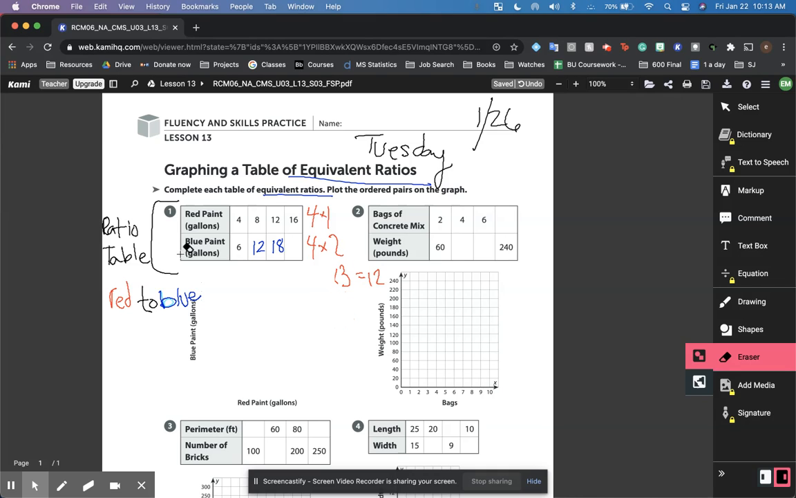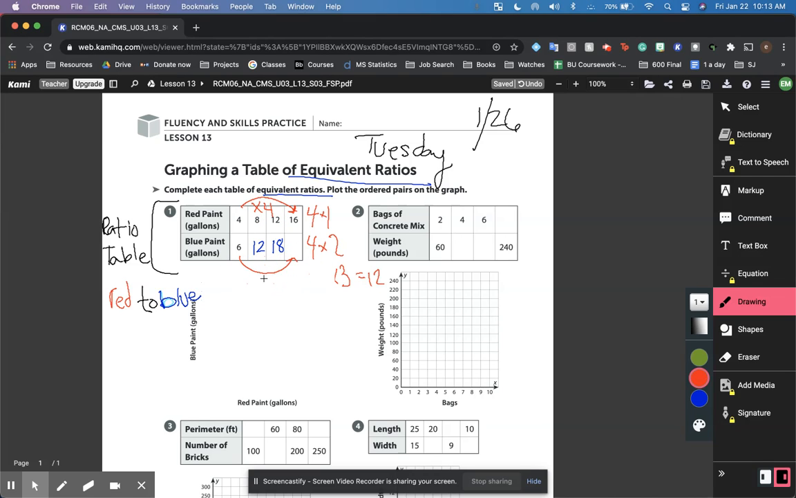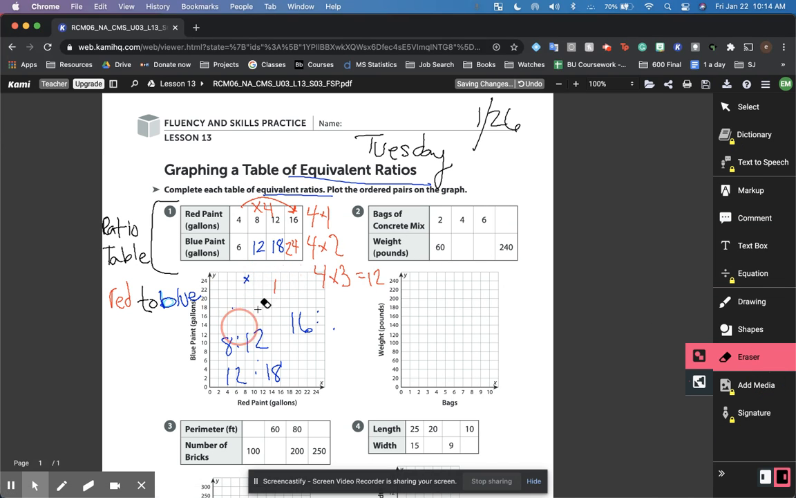All right, maybe you've gone ahead and tried that. Up here, I see that 4 to 16, well, I'm timesing my part by 4. So I also have to times this part by 4. 4 times 4 is 16. 6 times 4 is 24. So now I have a completed table. Let's look at how to put this into a graph.